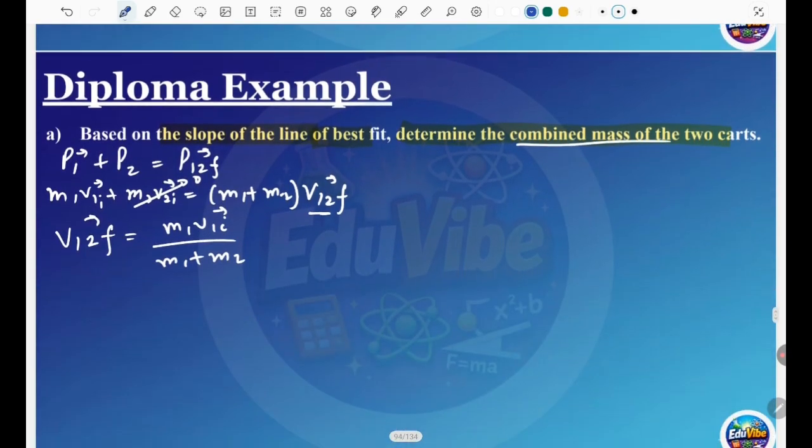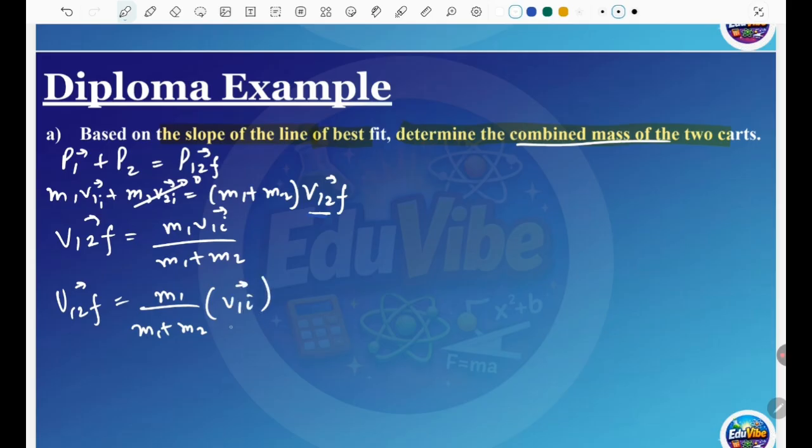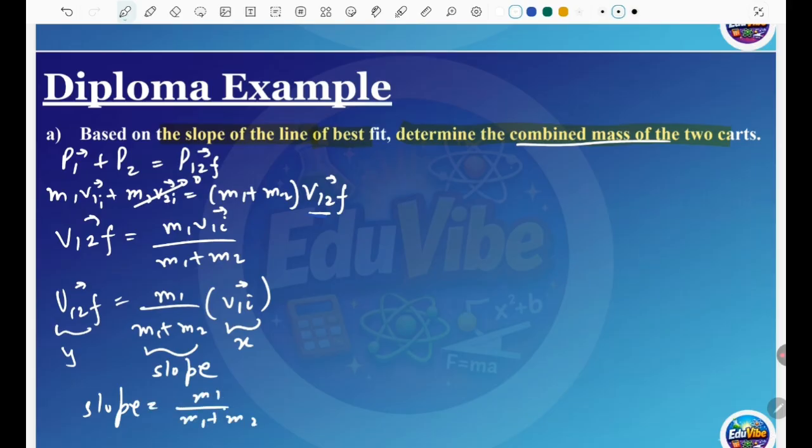So that's why we move this v_f over there to put it on the y-axis. If we manipulate this again, m1 upon m1 plus m2 goes over there and this divides with this. So this is our x component and this is our y component. This is y, this is f, so this is our slope. We get a slope of m1 upon m1 plus m2, and we want that combined mass of both.